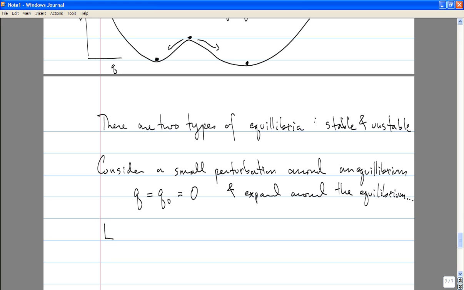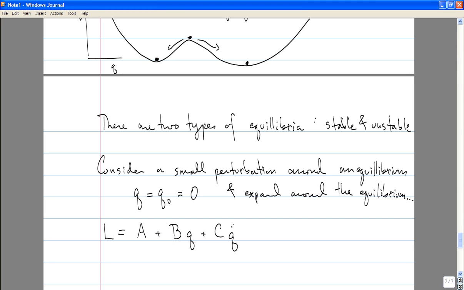I wish to expand the Lagrangian order by order in powers of Q. So the first term in the expansion will just be a constant, which is the value of the Lagrangian at the equilibrium point, Q equals Q naught, with Q dot set equal to 0. Then there will be terms linear in Q, so there'll be a term proportional to Q, a term proportional to Q dot.